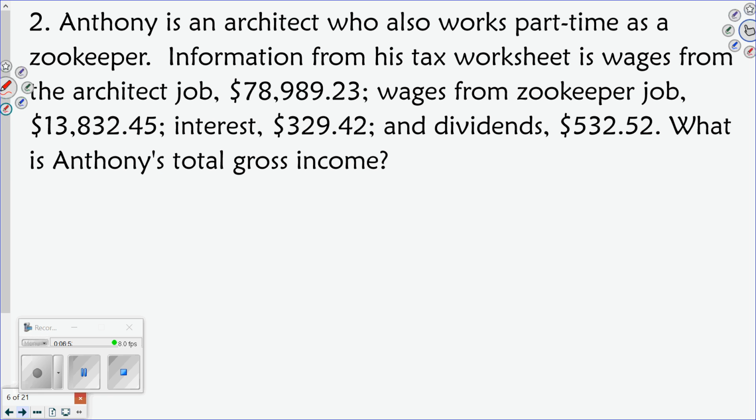Number 2. Say that again. What? When we actually file the tax forms, we don't.